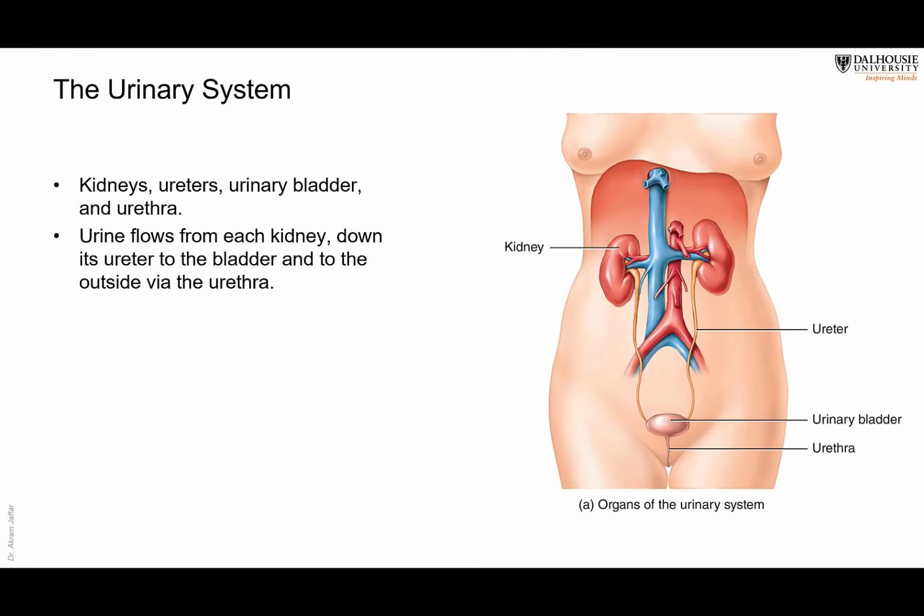It consists of the kidneys, ureters, urinary bladder, and urethra. Please differentiate between the ureter and the urethra. The ureter is between the kidney and the urinary bladder. We have two ureters, and the urethra is the tube between the urinary bladder and the outside, the external urethral meatus, what we call it. So urine flows from the kidney down the ureter, and then to the bladder, where it's going to be stored, and then to the urethra, where it's going to be excreted to the outside.